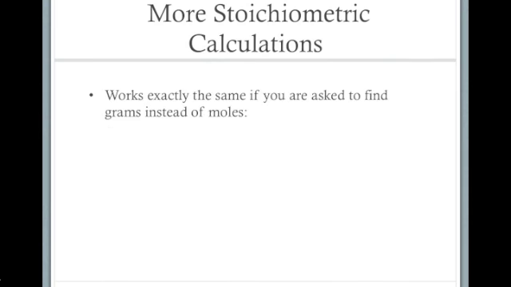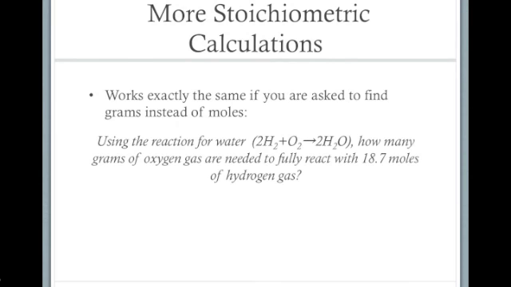Nope. Asked to find grams instead. So we look at the problem, change just a little bit now. How many grams of oxygen are needed to react with 18.7 moles of hydrogen? Okay, take what we're given. Put it over 1. 18.7 moles of hydrogen. We're already at moles, so we can do our mole-to-mole ratio. We do not have to convert to grams yet. So, moles of hydrogen on bottom, moles of oxygen on top.